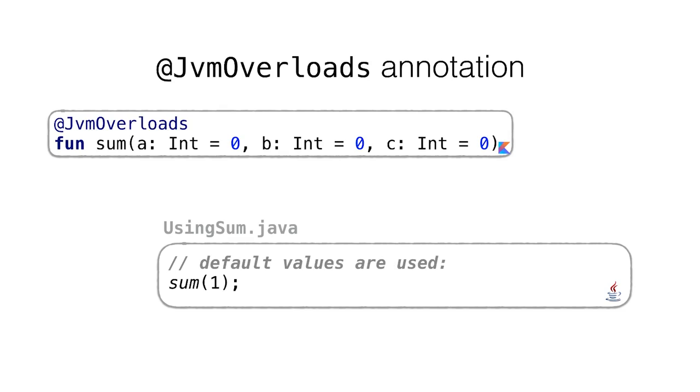If you want to call the Kotlin function with default arguments from Java in a convenient way, then you can add JvmOverloads annotation. After you annotate the function with default arguments with JvmOverloads, you can specify only some of the arguments when you call it from Java.